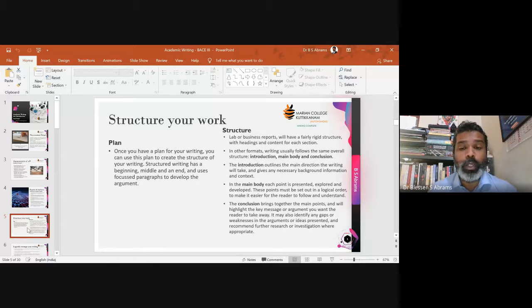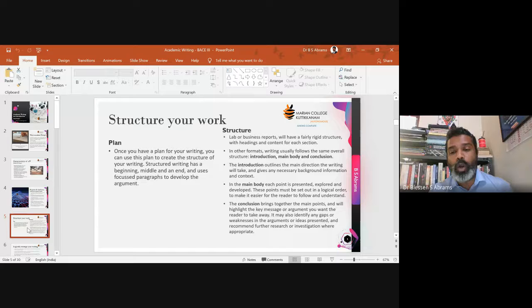In the main body, each point is presented, as we discussed in the initial session. In any paragraph, the first line should be the topic sentence, defining the main idea of that paragraph, the core idea, the crux of that paragraph. So in the main body, each point is presented, explored, and developed. Think of these things: presented, explored, and developed. These points must be set out in a logical order to make it easier for the reader to follow and understand. It should be organized in a logical order.